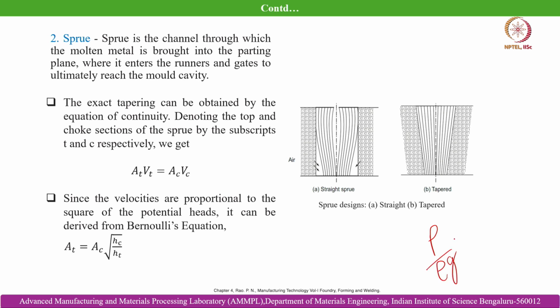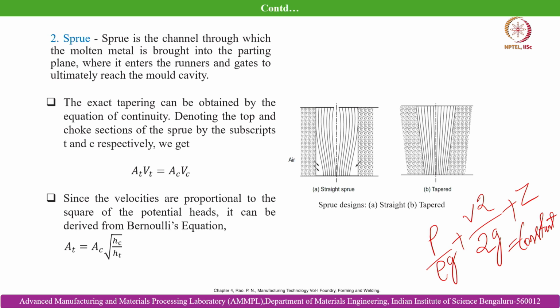The Bernoulli equation can be applied between two locations within the flow path. It can be expressed as P by rho g plus V square by 2 g plus z is equal to constant. This is how we write Bernoulli's equation, and we can apply it to design the different sections of the gating system. The exact tapering can be obtained by the equation of continuity, denoting the top and choke sections of the sprue by the subscripts T and C.